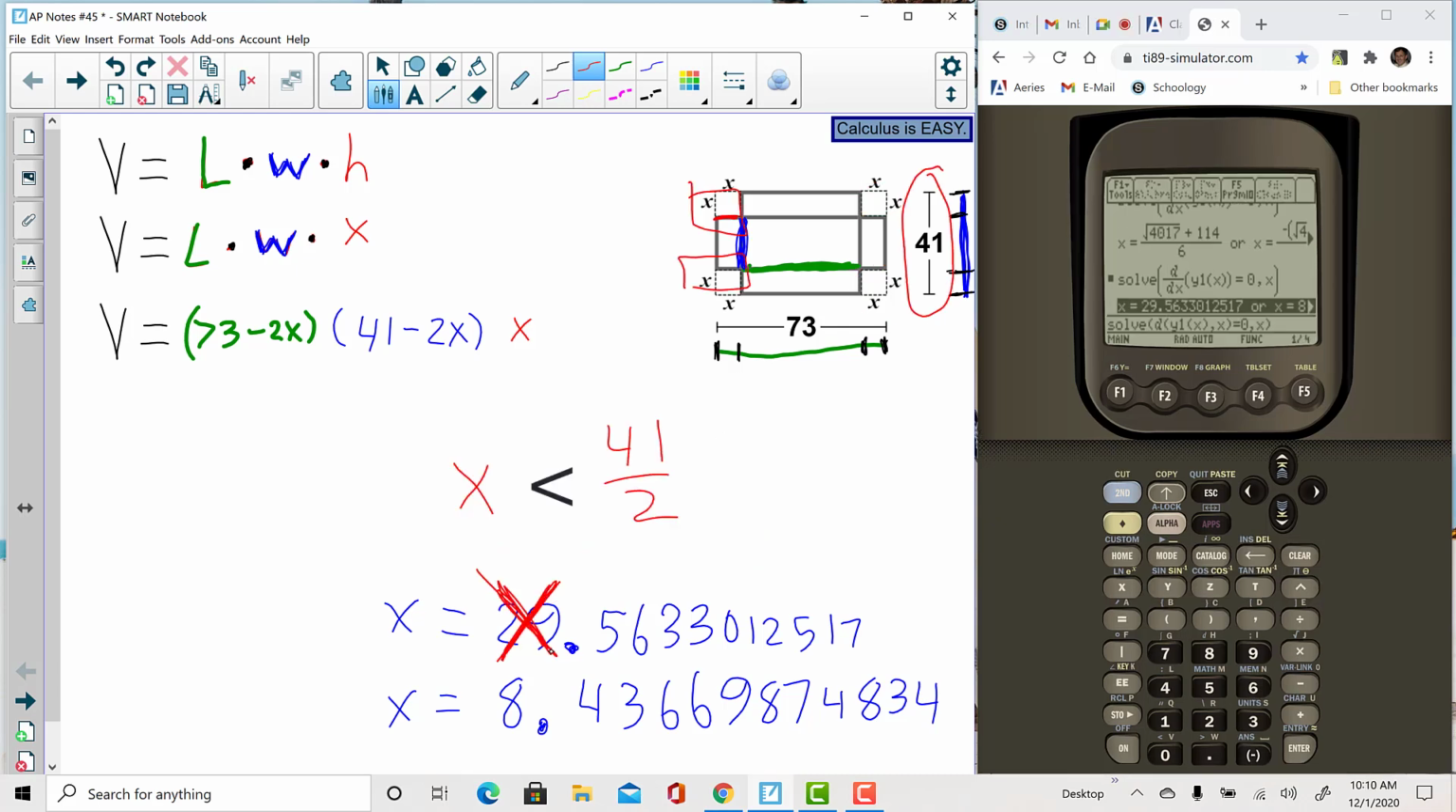The volume of our box, if x was 0, would just be 0. So that would give you kind of a minimum value. Let's figure out what the volume is at this spot right here. We're just going to do y1 of that number.